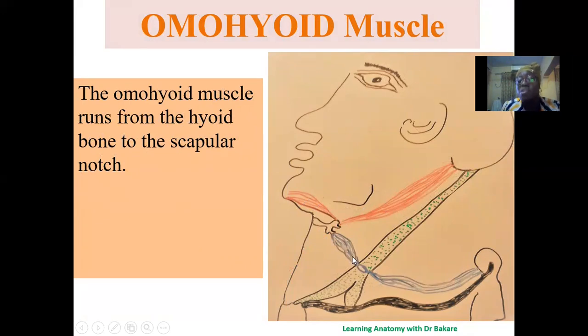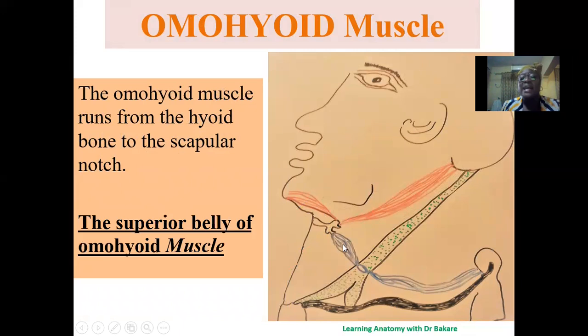This muscle runs in the same pattern as the digastric. It has an interception that is formed by a tendon, and this tendon divides the muscle into a superior belly and an inferior belly. So the superior belly originates from the hyoid bone to the intermediate tendon, while the inferior belly begins from the intermediate tendon to be attached posteriorly to the scapula. But point of interest is the superior belly, because it is the superior belly that runs within the anterior triangle.